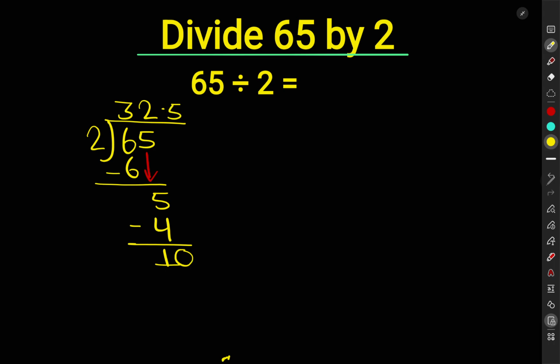So 2 times 5 means 10. On subtracting we get 0. So 65 divided by 2, we get 32 decimal 5.